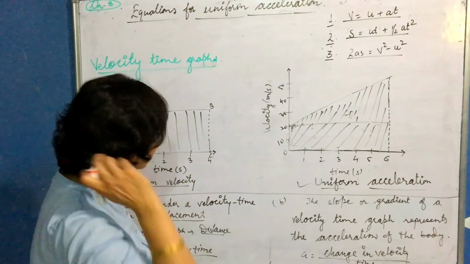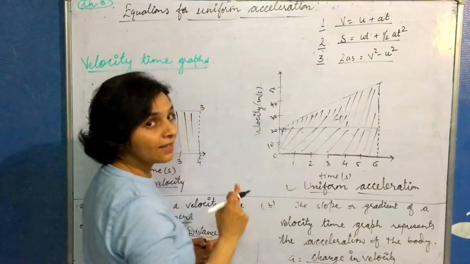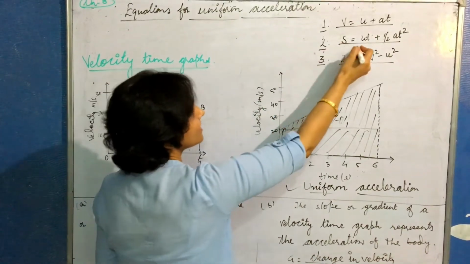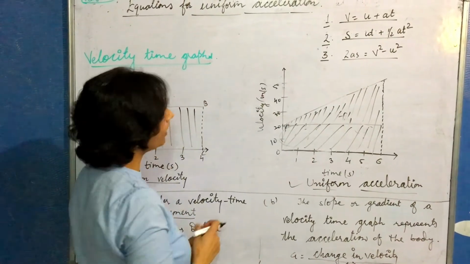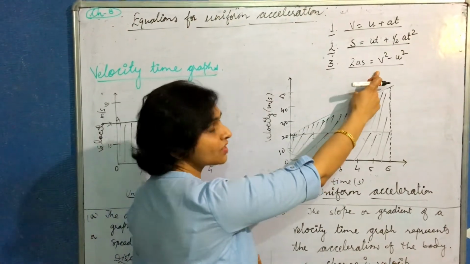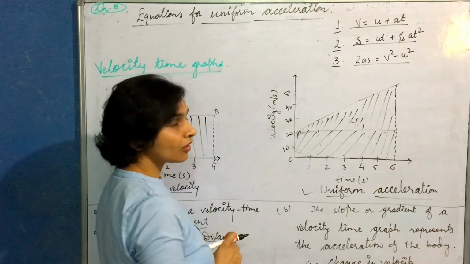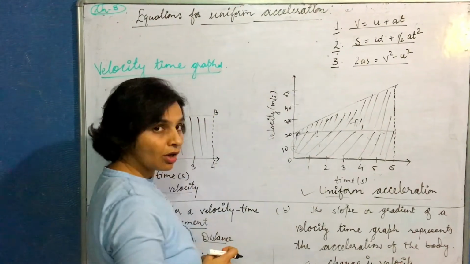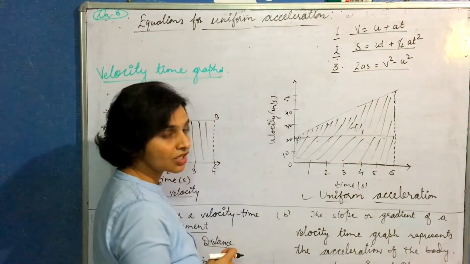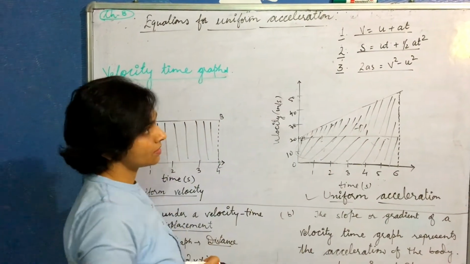Now equations of uniform acceleration. In our syllabus there are three equations. Equation number 1, V is equal to U plus AT. Equation number 2, S is equal to UT plus half AT square. Equation number 3, 2AS is equal to V square minus U square, where V is final velocity, U is initial velocity, A is acceleration, T is time, S is distance.